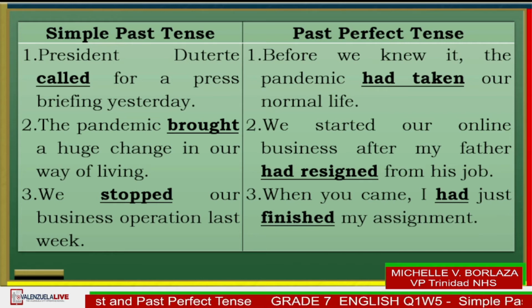For past perfect tense, we have sentence number 1: Before we knew it, the pandemic had taken our normal life. For sentence number 2: We started our online business after my father had resigned from his job. And sentence number 3: When you came, I had just finished my assignment.